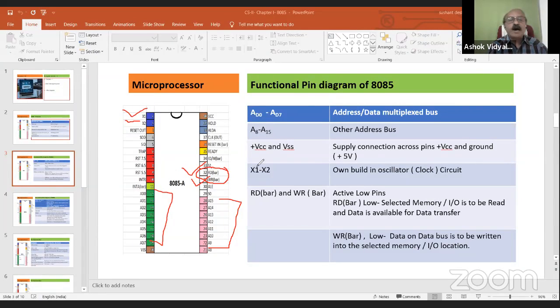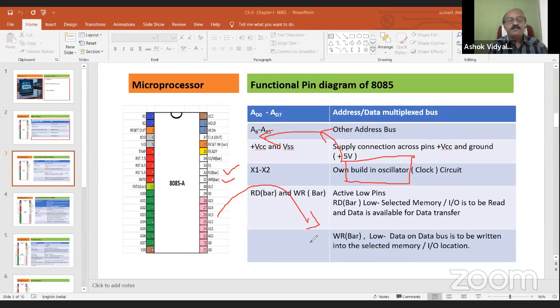So when this RD bar is low, it means that the microprocessor wants to read the data from a particular memory. Reading the data means, like this, data is already stored in the memory and the microprocessor wants to read the data. And when WR bar is low, it means the microprocessor wants to write the data. Correct?